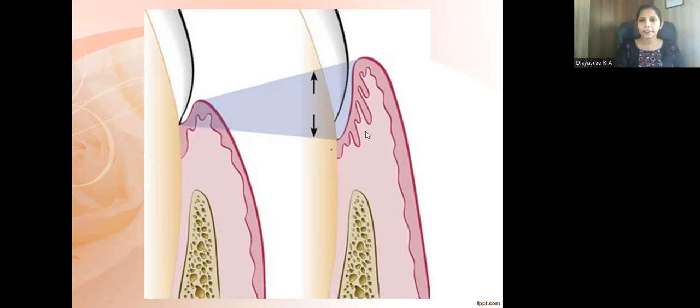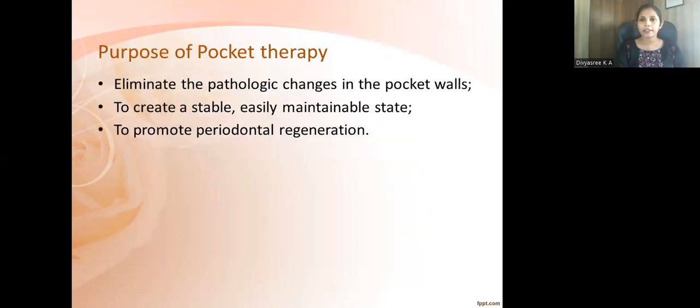So the purpose of pocket therapy is to eliminate the soft tissue wall as well as the hard tissue wall of the periodontal pocket, or to eliminate all the pathologic changes in the pocket wall, elimination of the soft tissue wall of the pocket, and correction of all the changes in the hard tissue wall of the periodontal pocket, and ultimately to attain an easily maintainable state of the periodontium as well as to promote regeneration.